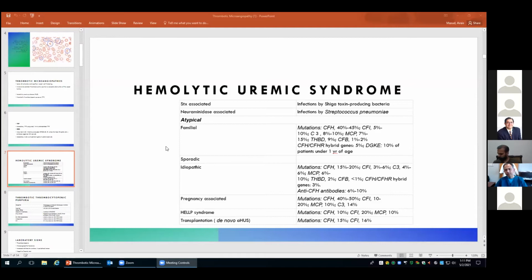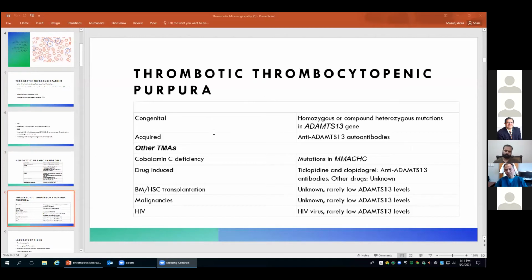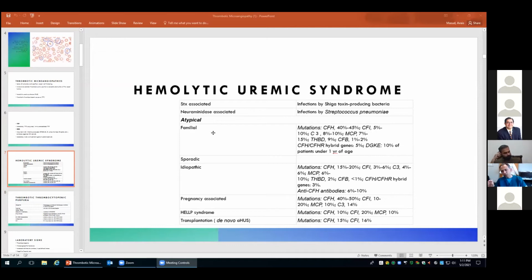And it could be idiopathic, sporadic, or could be familial. Most of the time it is familial. And there are conditions which can trigger the genetic tendency to have this disease, with different triggering factors. The most important one is pregnancy. Also HELLP syndrome, and transplantation, where de novo atypical HUS can also be found. So these patients have some mutation to begin with, but the mutation alone is not enough to cause the clinical picture. Some triggering happens and then the disease happens.